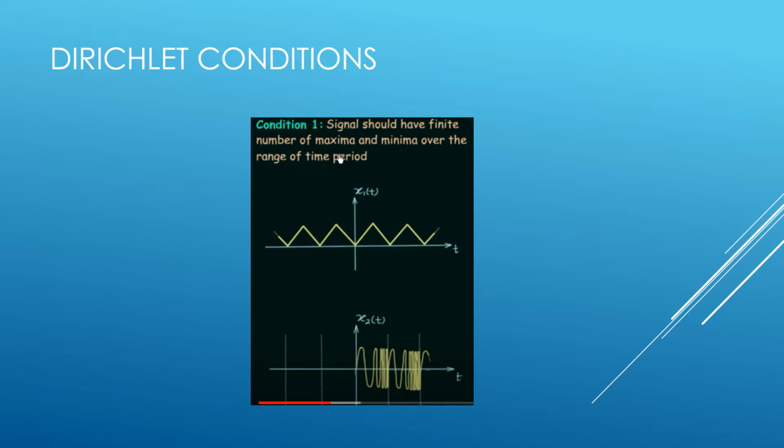Once again, the Dirichlet conditions in detail. The signal should have a finite number of extreme values, that is, a finite number of maxima and minima over the range explained. You can see this function between 0 and 2 pi. In this range, you can see a finite number of maxima and minima between this limit. So this satisfies the Dirichlet condition. But look at the next function between this limit. An infinite number of maxima and minima occur. So this is not satisfying the Dirichlet condition.